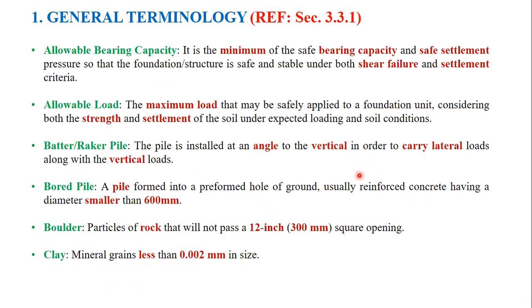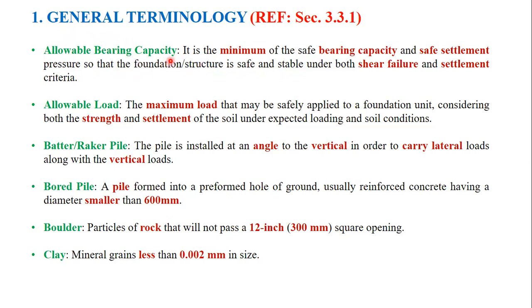And number one, general terminology. This reference actually comes from BNBC reference 3.3.1, part 6, soils and foundation. Some general terms are most important for any type of engineer, especially geotechnical engineers. And allowable bearing capacity is the most common and vital issue when we design shallow foundations, such as isolated column footing, mat or wrap foundation, or strip foundation.